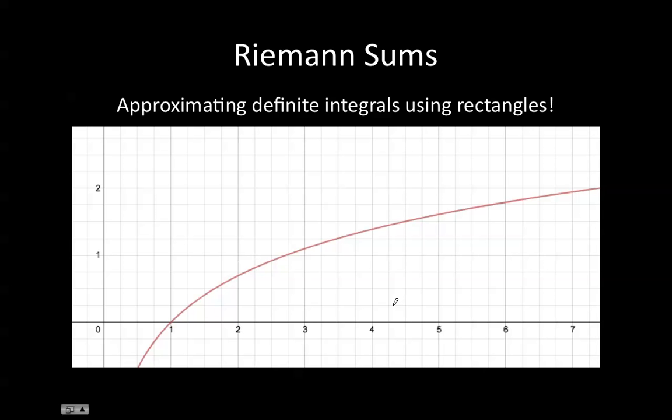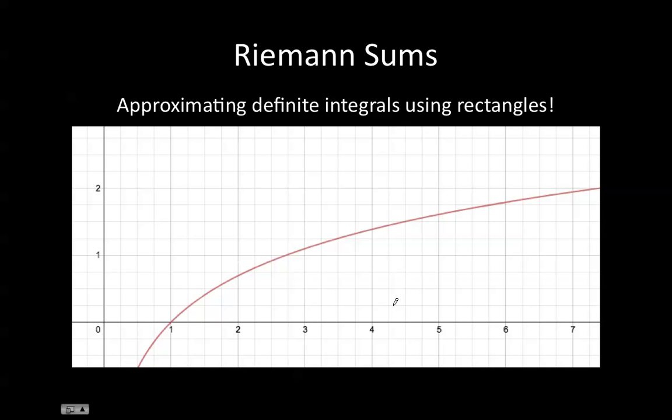One method that mathematicians and calculus students like to use to approximate the definite integral is called the Riemann Sum method. Now, the Riemann Sum method pretty much is just using rectangles to approximate the definite integral. For instance, in our example here, we have a natural log function.